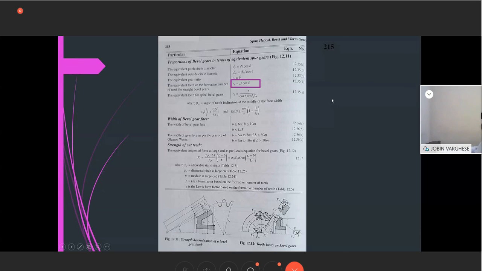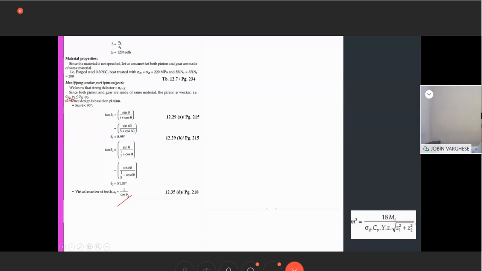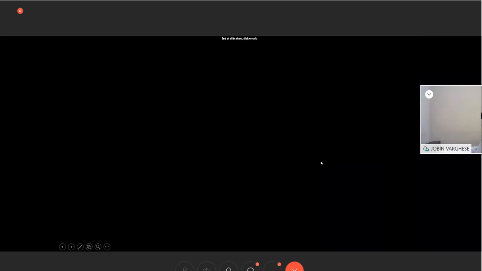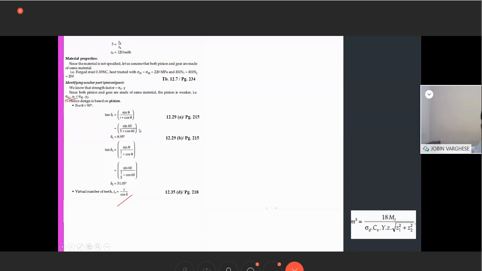Then once we get the equation, we have to find out the delta, and how to find the delta is on another page, page number 215, 12.29. You can see tan delta 1, tan delta 2, these equations, that is equal to sine theta by I plus cos theta. Using this equation, we calculate delta 1 and delta 2. In fact, those are the angles of the pinion as well as the gear.